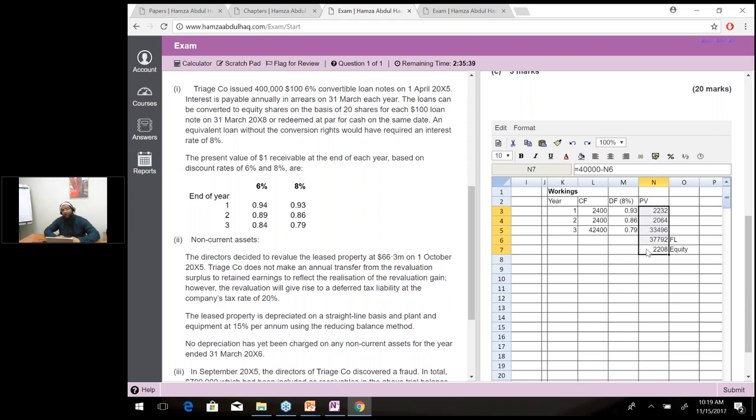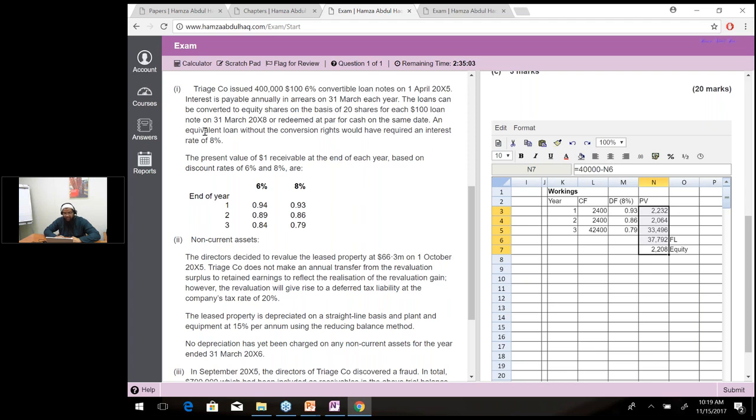And if I want to apply formatting on this, which is not necessary, I can simply go over here and select this to be shown in decimals, or the comma separated values, or comma separated with decimal values. All options are there. I'm using this comma separated values. So now the commas have been added. So the liability component is 37,792 and equity is 22,208.